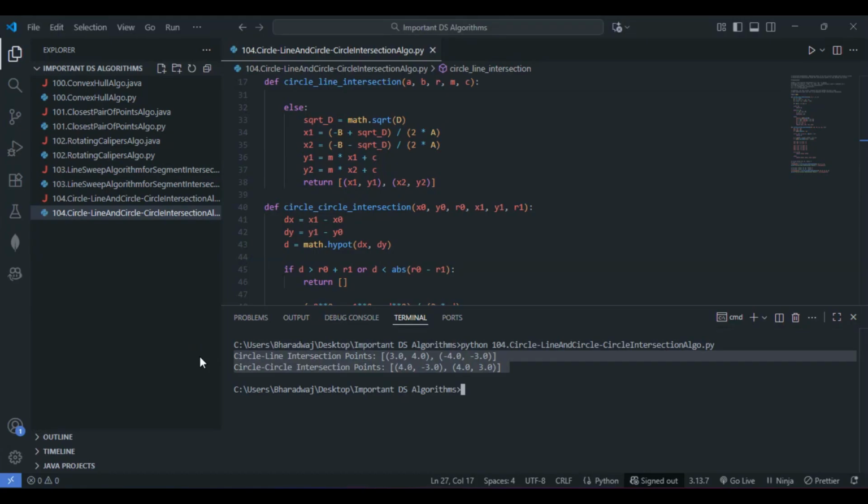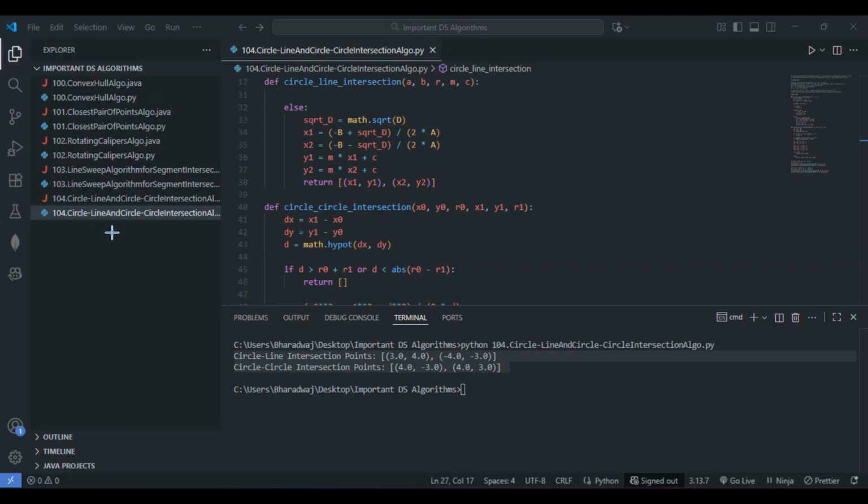As we are done with the algorithm, let's quickly discuss the summary part. As we are done with the circle-line and circle-circle intersection algorithms, let's move on with the summary. Circle-line intersection substitutes the line into the circle equation, basically solving a quadratic. The second one is circle-circle intersection, which primarily uses geometric relations and the distance formula to find the intersection.